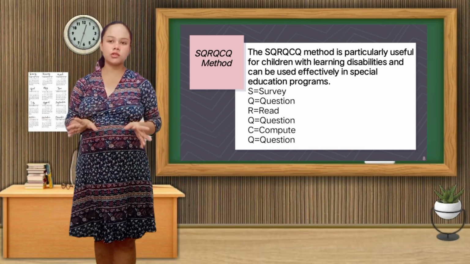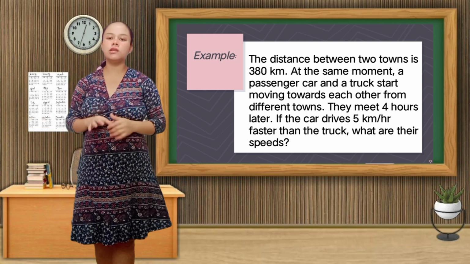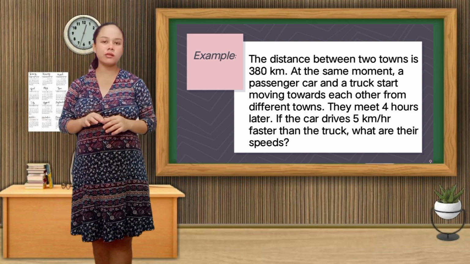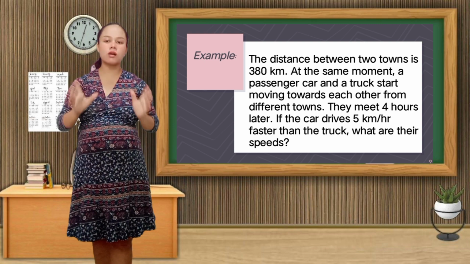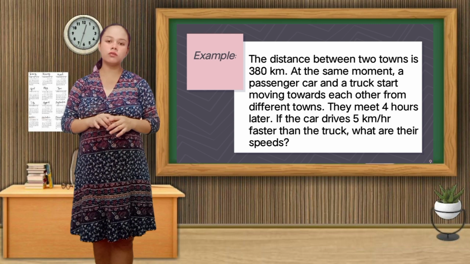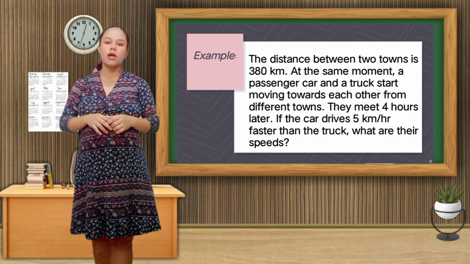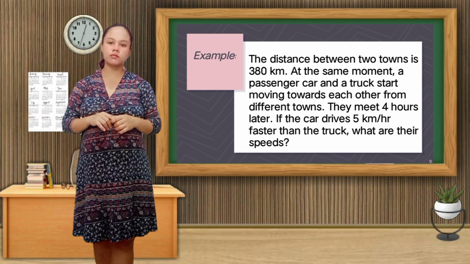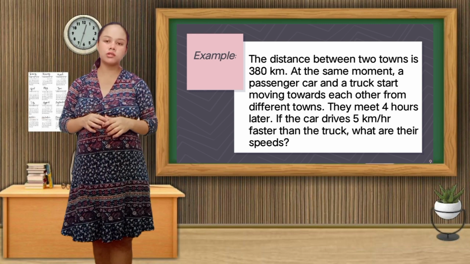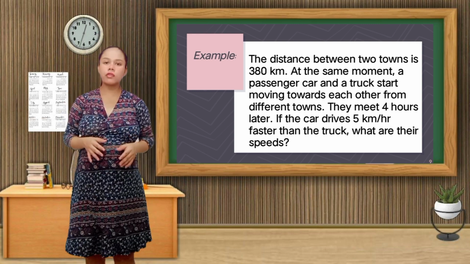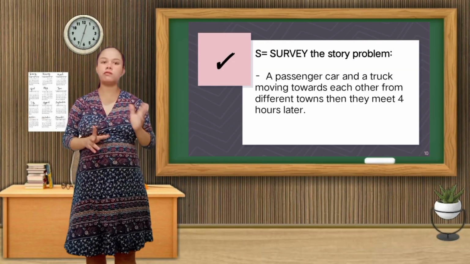Q is question. So for example, the distance between 2 towns is 380 kilometers. At the same moment, a passenger car and a truck start moving towards each other from different towns. They meet 4 hours later. If the car drives 5 kilometers per hour faster than the truck, what are their speeds?